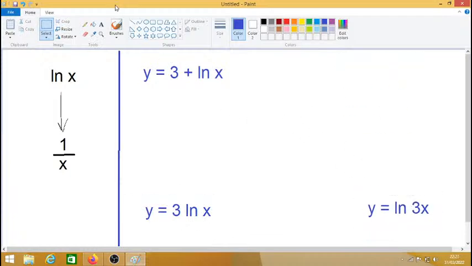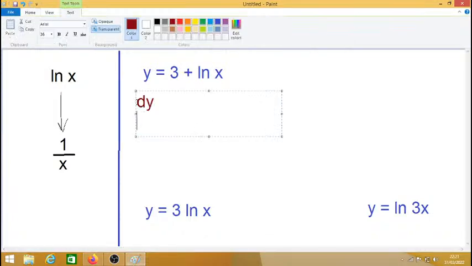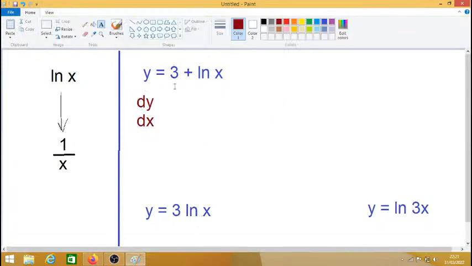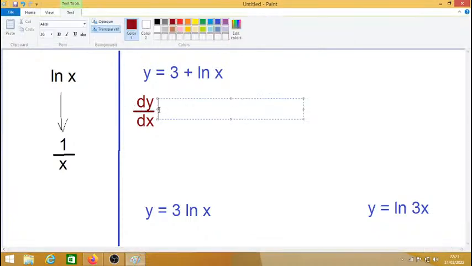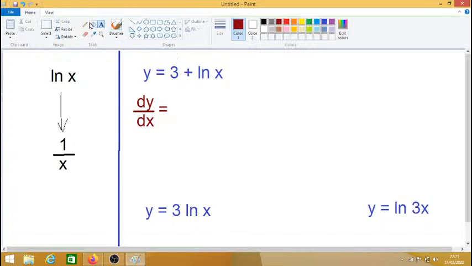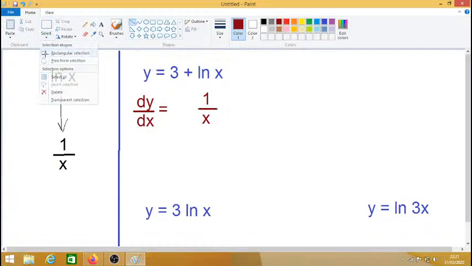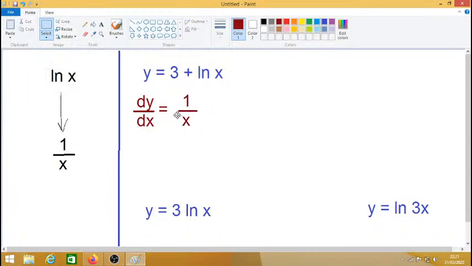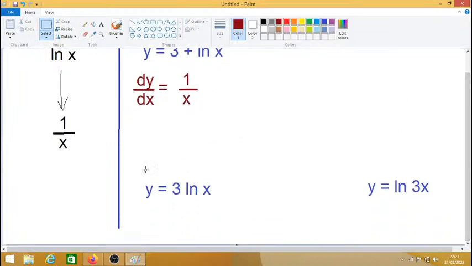Okay, let's have a look at the first one. We're differentiating 3 plus natural log of x, so dy by dx will be equal to, the 3 is a constant, any constant differentiates to nothing, so that will just disappear. Natural log of x, we've already seen, differentiates to 1 over x, so you'll just be left with dy by dx equals 1 over x. Hopefully that was nice and easy, and the next one will be also nice and easy.